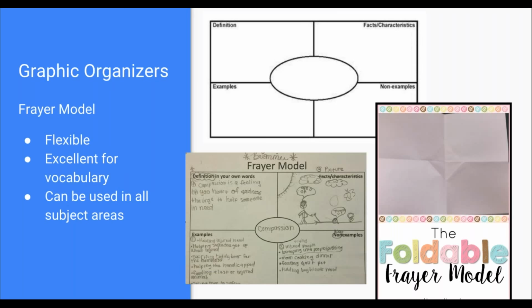Here's another favorite graphic organizer of mine. The one that we just looked at was the KWL chart, and this one is called the Frayer model. But as you can see, this is something you could easily do without having it prepared.